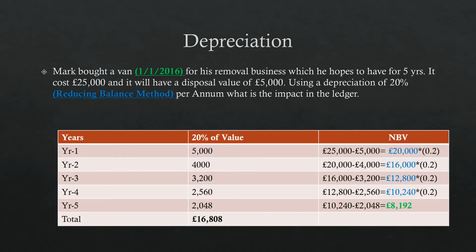Now let's look at an example. Okay, so Mark bought a van on the 1st of January 2016 for his removal business, and he hopes to have the asset for 5 years, and the asset costs $25,000, and he'll dispose of it for $5,000 using 20%. And in depreciation, we have two methods. We have the reducing balance method and the straight line method. Here we'll just talk about the reducing balance method.